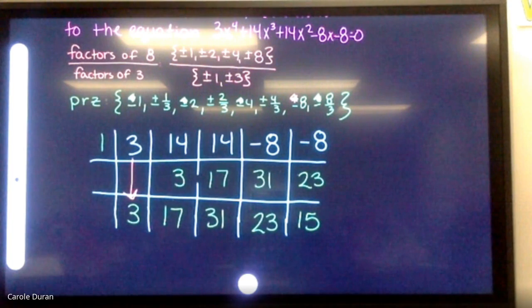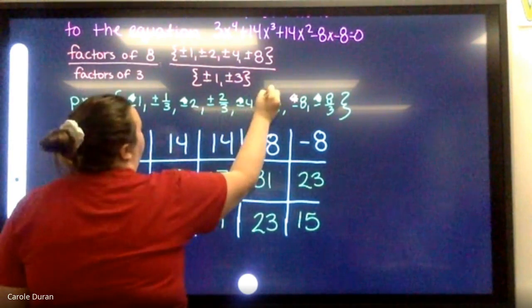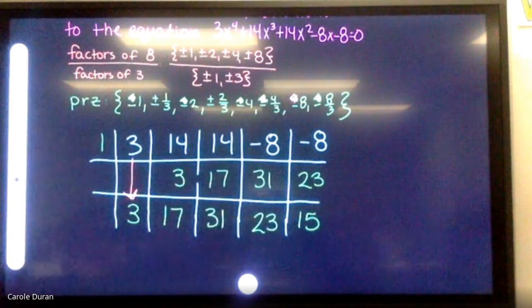which means I can eliminate any value larger than 1 still left in my table. That doesn't leave a whole lot, but it allows me to eliminate positive 4/3, because that was the only other number bigger than 1 left in my table. Which means I'm going to have to test a fraction next.